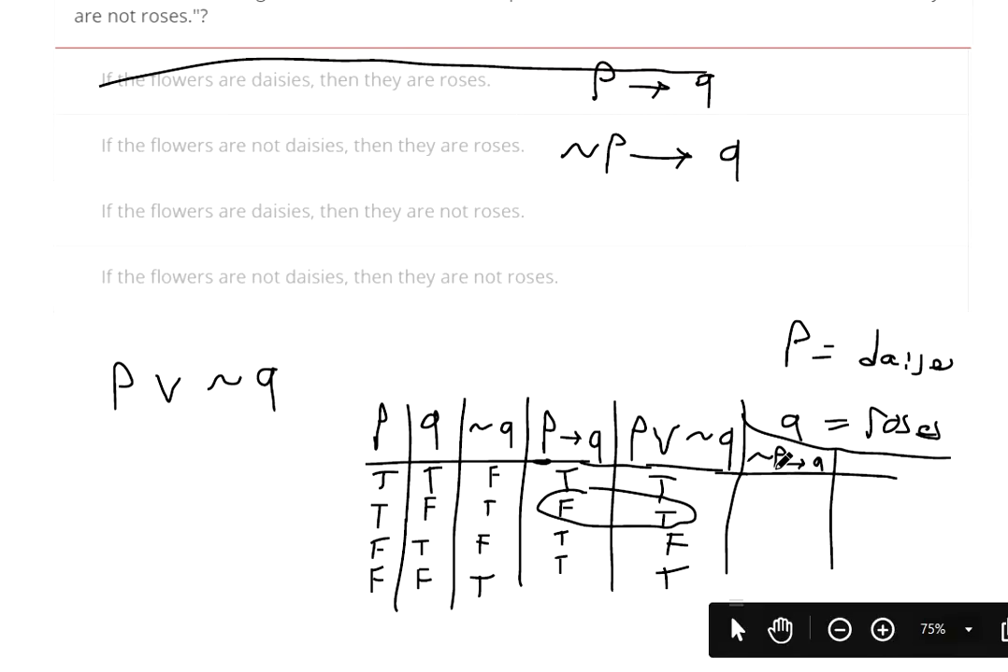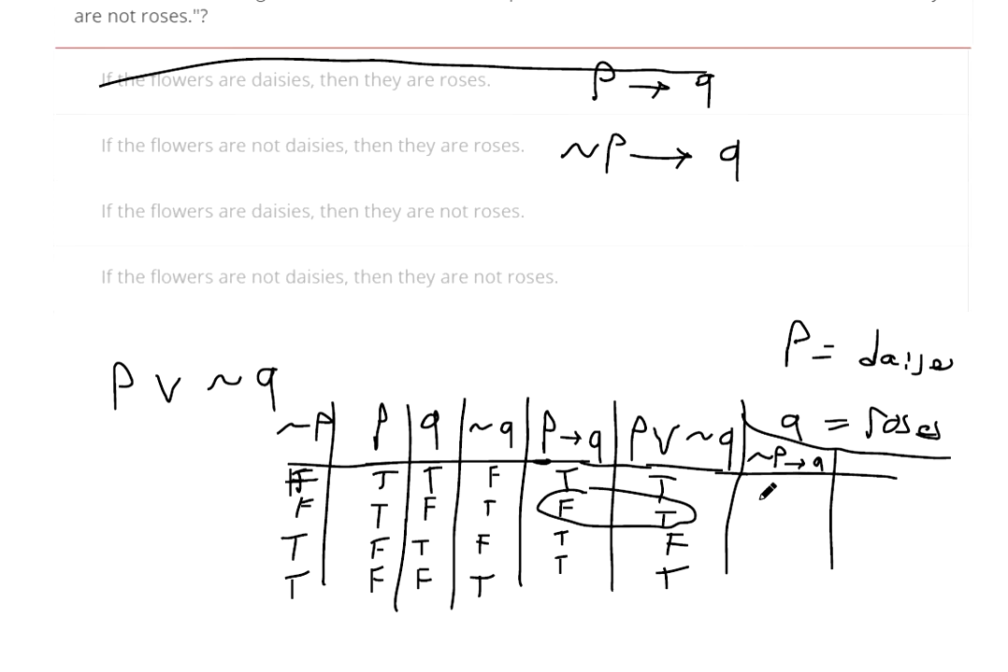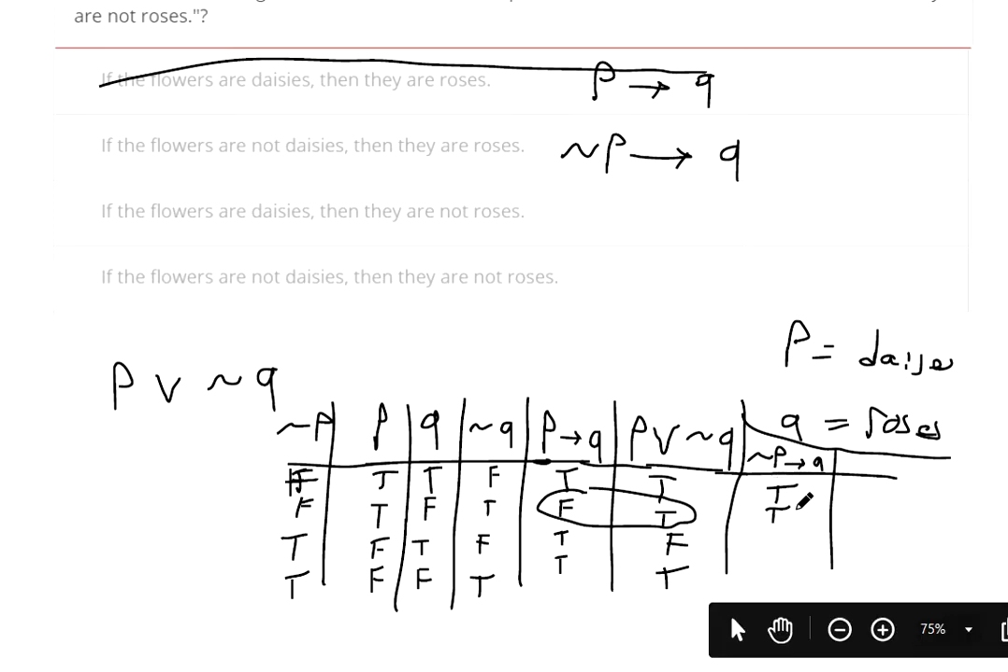So that is, we need to know what not P is. It's just the opposite of P. So false, false, true, true. So if the first part of the conditional statement is false, then it doesn't matter what the other one is. So these two are true. This is true, and then this is true. So not P does imply Q, so that's true.